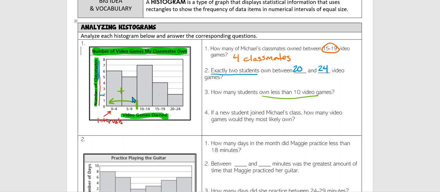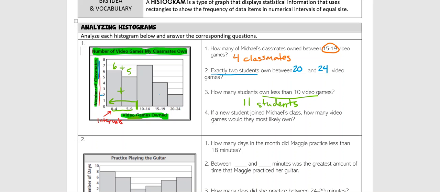So my first bar here that I'm looking at, 5 to 9, goes up to 5. My next bar, 0 to 4, goes up to 6. So I add those together because they both represent less than 10 video games. Again, checking that label against the x-axis. And we have 11 students.